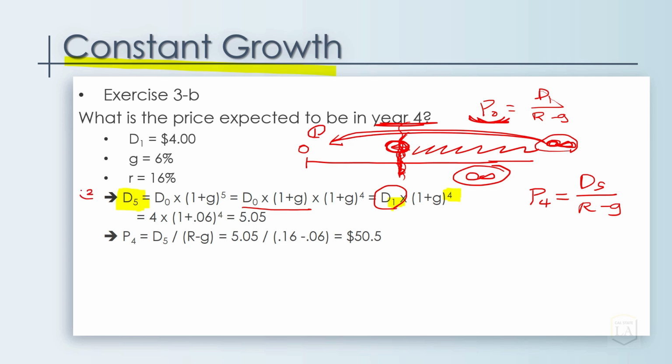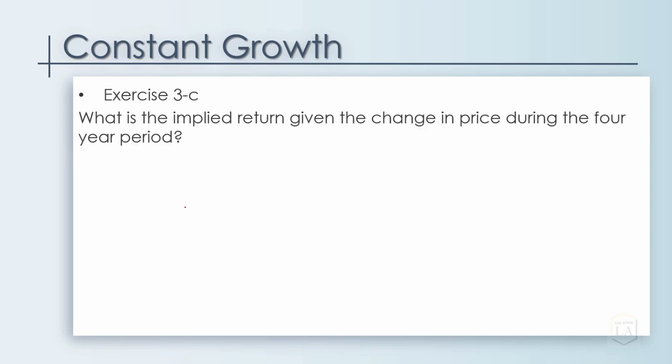The second takeaway here is that if you're looking for a dividend at some future point, then whatever dividend you're given, you multiply that by 1 plus G to the power of the remaining time period, and you should be able to get that dividend. Okay, so these are the two key takeaways from this exercise. And then let's move on to the last part of the exercise. With this information given, let's look for the implied return, or the return you would be making by investing in this stock during the 4-year period.